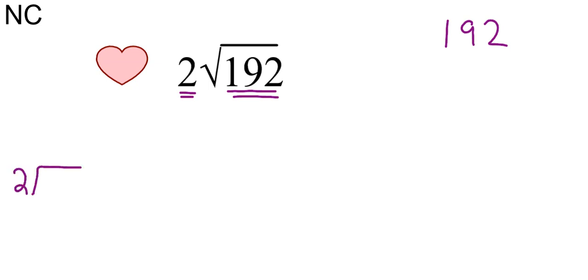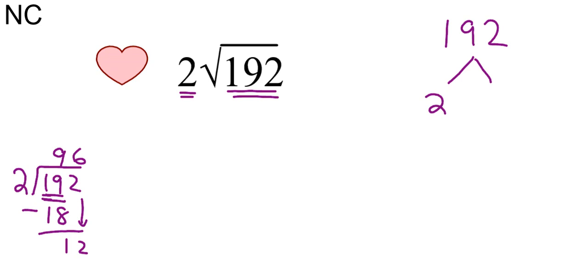2 goes into 192. So does 2 go into 1? Nope. Does 2 go into 19? Yep, 9 times, because 9 times 2 is 18. I subtract, 19 minus 18 is 1. I bring down the 2. 2 goes into 12 6 times. So now I'm going to bring that over, and I go 2 times 96. Now 2 is a prime number, so I'm going to circle it, and I'm done with the factor tree there.